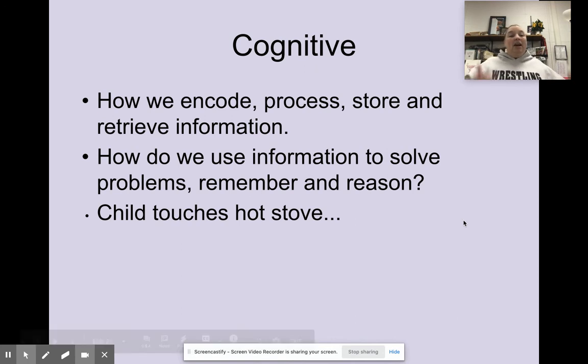So, cognitive theory. How do we remember, encode, process, store, and retrieve information from the brain? How do we use information to solve problems, remember, or reason? For example, why does a child learn not to touch a hot stove? Think back to your childhood. Discuss with your partner what makes us not touch that stove.